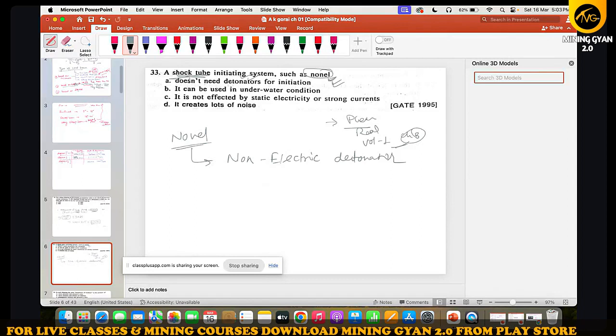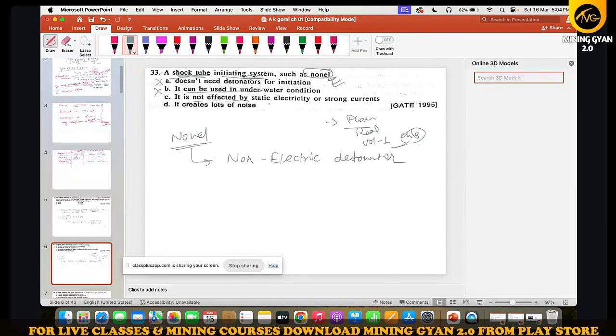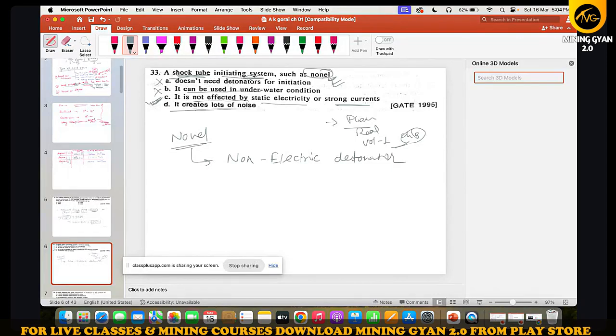So the nonal shock tube initiating system, does it not need a detonator for initiating? No, we need a detonator. It can be used in underwater. No, it is not affected by static electricity and strong currents. True, it is not affected.